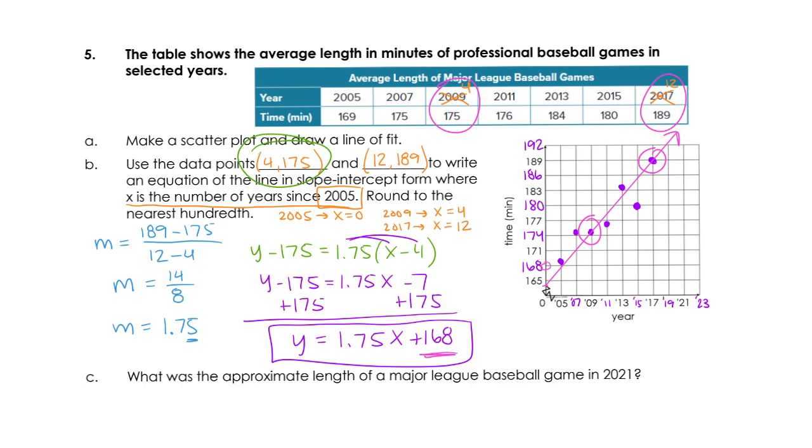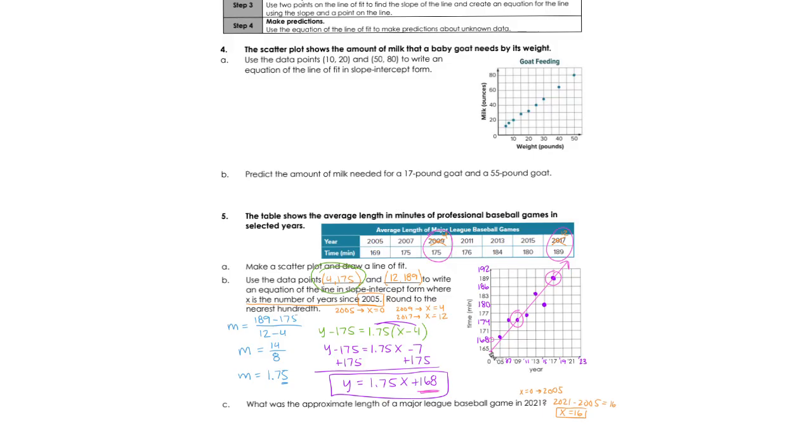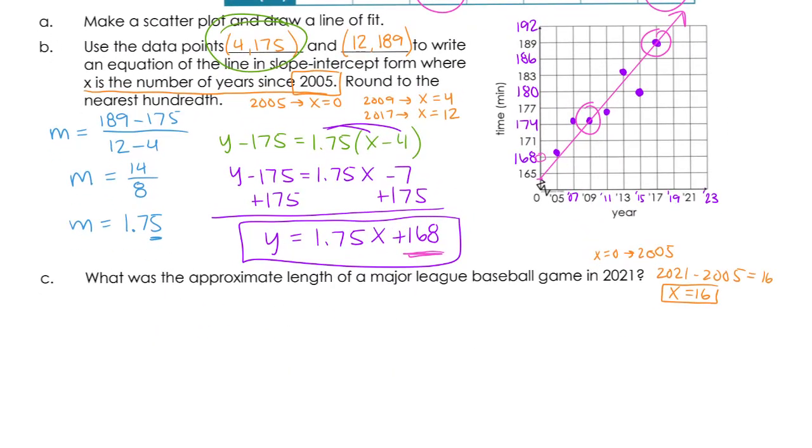And then we have part C: what was the approximate length of a Major League Baseball game in 2021? Again, remember, we have to pay attention to the fact that x is 0 when it's 2005. So what we could do is take 2021 minus 2005. That would be 16. So we are plugging in 16 for x to find this one. I'm going to scroll down here just a bit. So I'm plugging 16 in for x, because that is what x is with 2021 being the year we're testing.